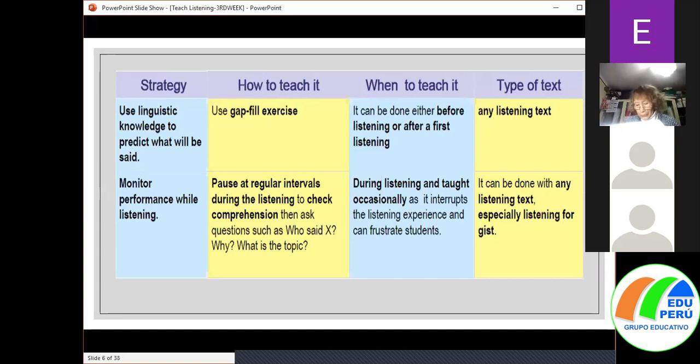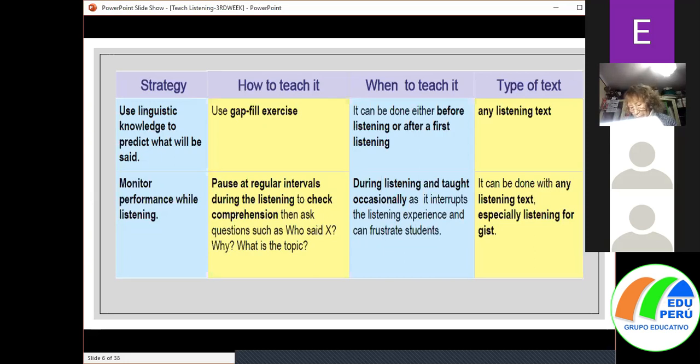And when to teach it? During. This is a strategy that you use during or while the listening stage, all right? And it is taught occasionally as it interrupts the listening experience and can frustrate the students. So this is the disadvantage, no? Because they are listening, you interrupt this experience of listening, and some students could be frustrated. So you have to do it carefully, no?